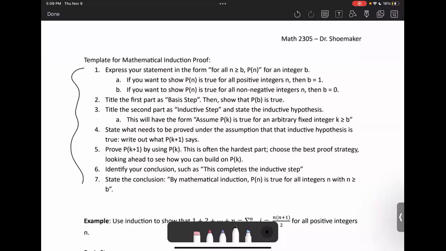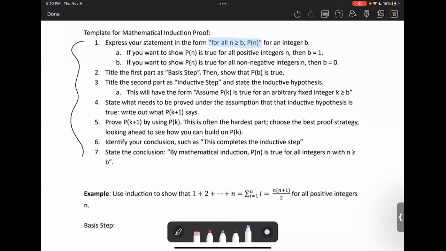So our first step is that we need to express our statement in the form of for all n greater than or equal to b, P of n. So remember, this is our propositional statement, P of n. This is a statement that can be true or false. Think back to chapter 1, where we learned what these propositional statements are. And this is for an integer b. If you want to show that P of n is true for all positive integers n, then you have that b is 1.